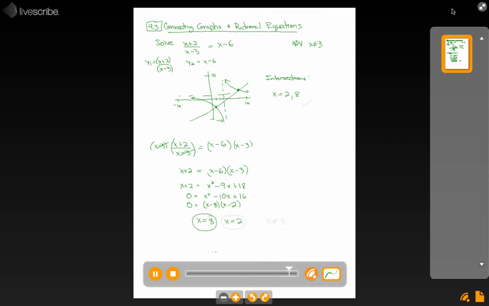Neither of those is my non-permissible value, because x, remember, could not equal 3, but that's fine. 2 and 8 are both acceptable answers, and they are the same answers we got when we did that question graphically.